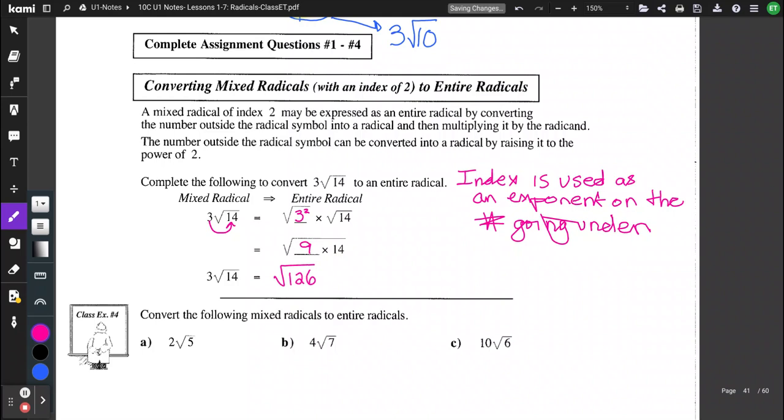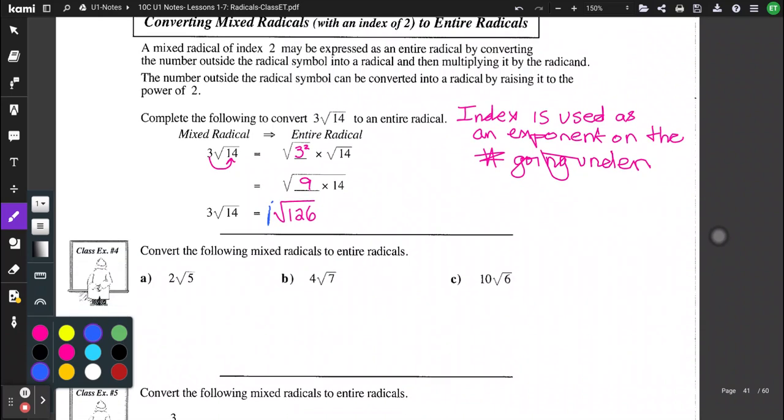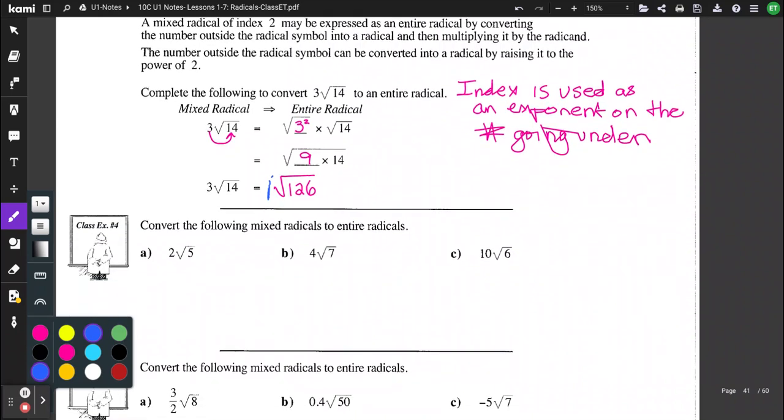So whenever we're taking it to an entire radical form, we always want it to end up with a hidden 1 out front. We don't want anything else but a hidden 1 out front. That's how we know it's an entire form. So let's do a couple practice questions.